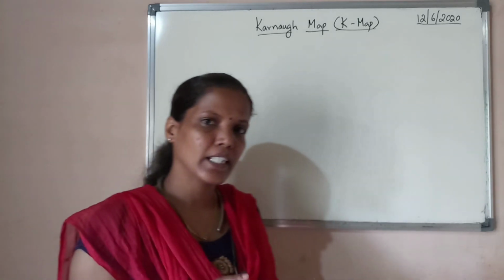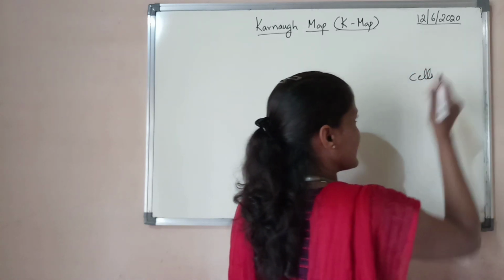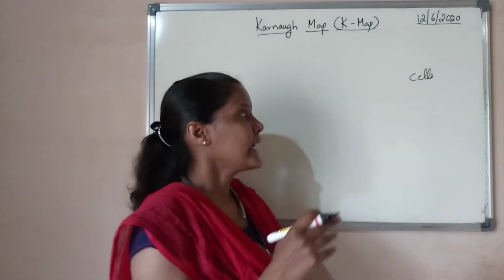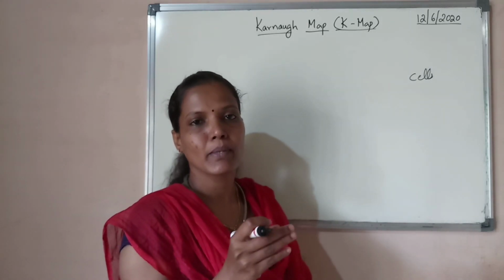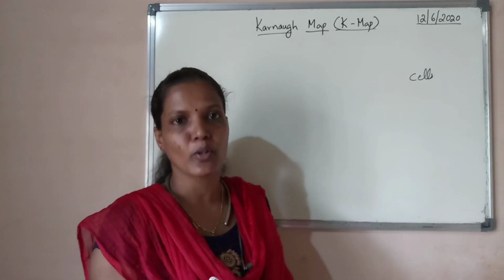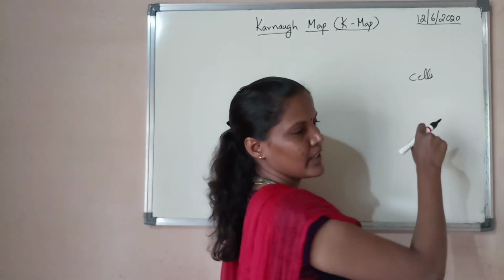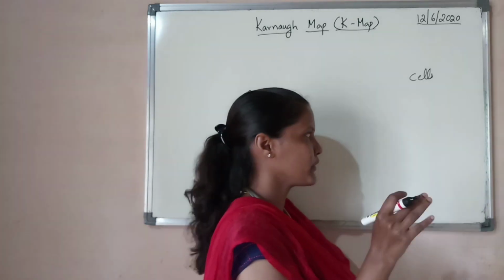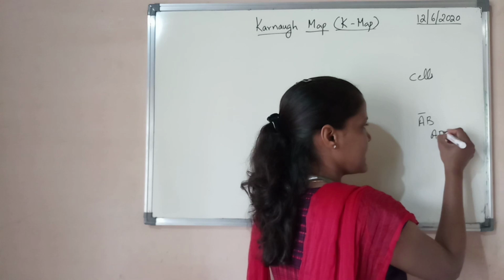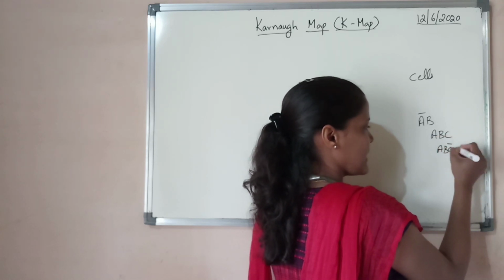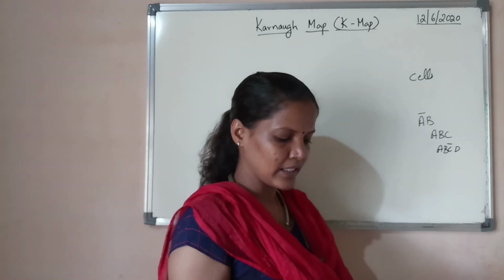In this K-map, we will have boxes, which are called cells. We will have a number of boxes, and those boxes will be called cells. Each cell will have one particular combination of variables in the product form. Each cell will have a combination of variables in the product form, like A bar dot B, or A B C, or A B C bar D, like this in the product form. So what are these cells, and how are we going to write them?